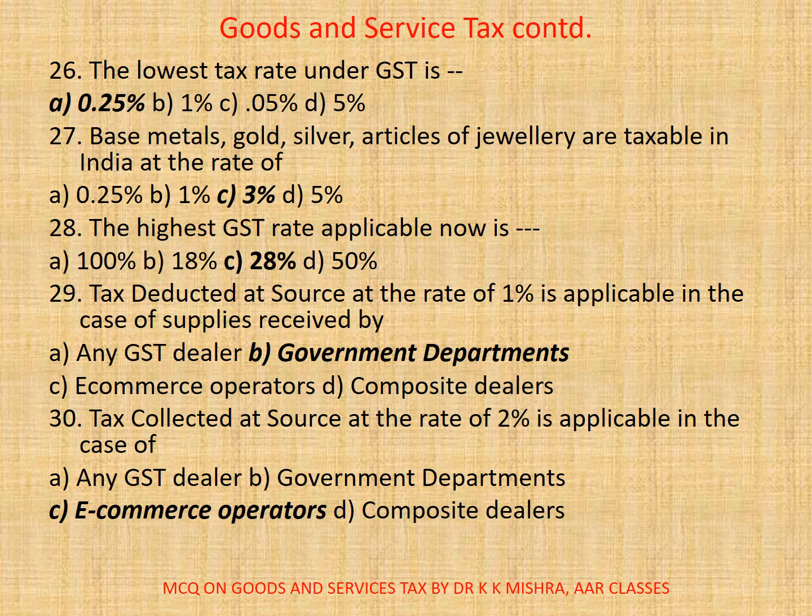30. Tax collected at source at the rate of 2% is applicable in the case of: A. Any GST dealer, B. Government departments, C. E-commerce operators, D. Composite dealers. The correct option is C, e-commerce operator.